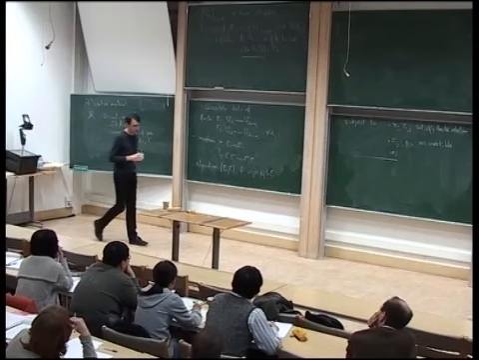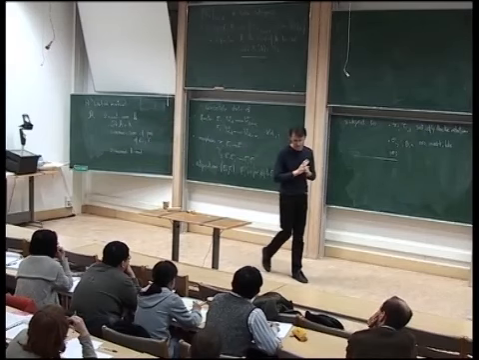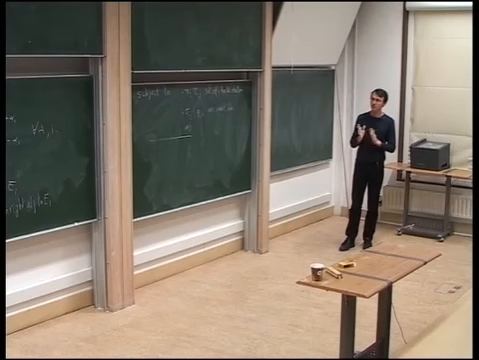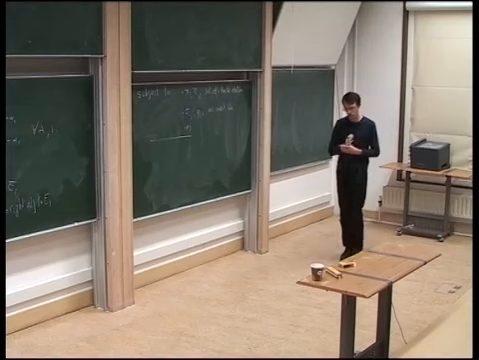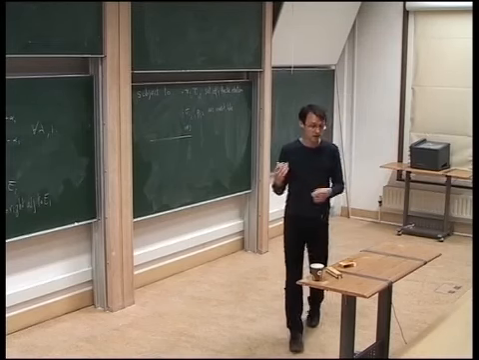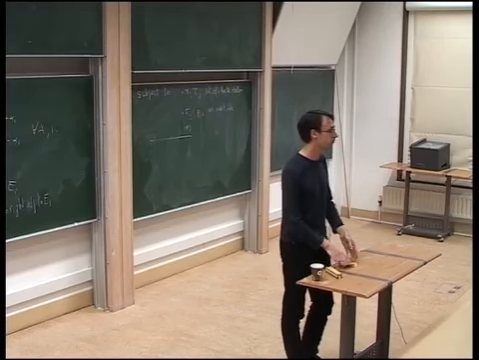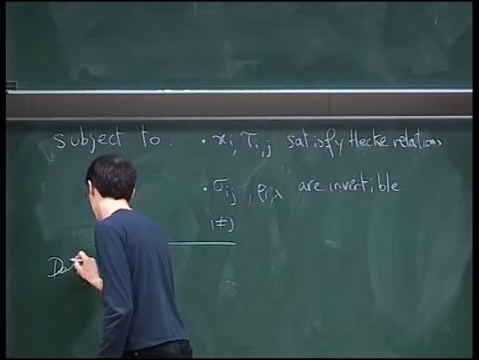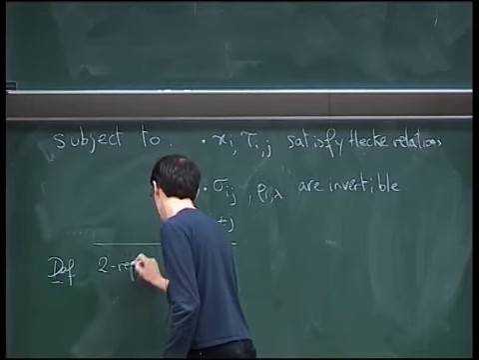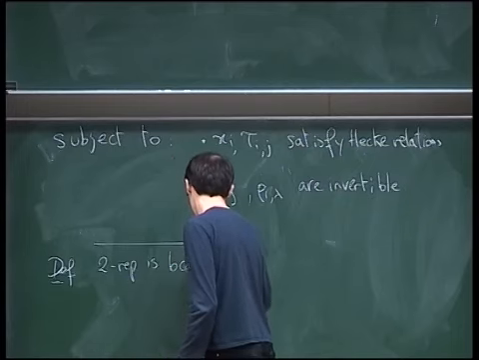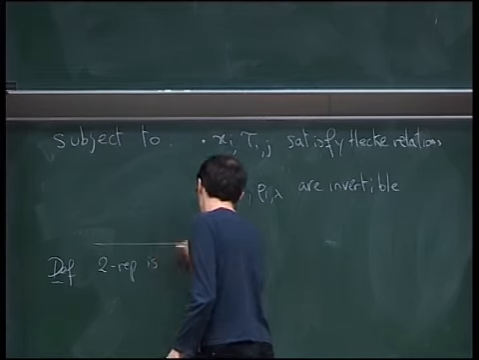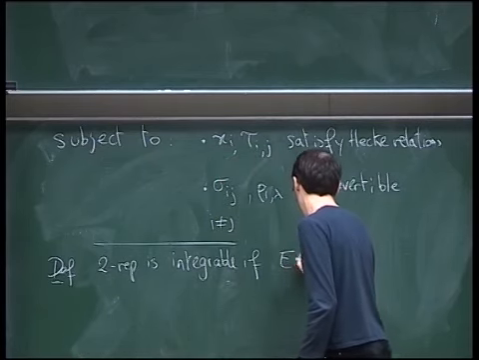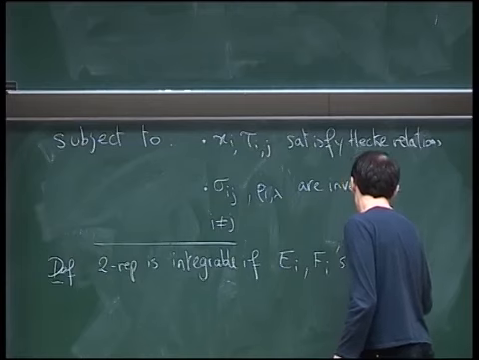And when you study representations of Kac-Moody algebras, complex semi-simple algebras, you should first restrict to a reasonable class. You want to put reasonable finiteness assumptions, and the typical one is local nilpotency. So we will say that the 2-representation is integrable. That's a definition, if the E_i's and F_i's are locally nilpotent.